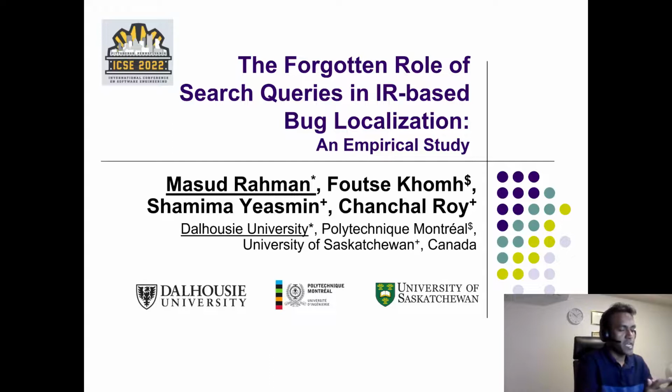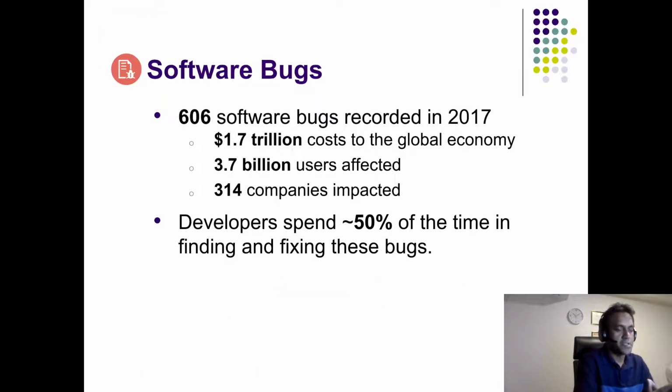So this talk is about query reformulation in the context of bug localization. That means we are going to talk about software bugs. Now, software bugs were there from the very beginning of software engineering. But let me give you a bit of recent statistics. In 2017, more than 600 software bugs were recorded, and these bugs cost the global economy about $1.7 trillion. Those bugs also affected more than 3.7 billion people all over the world.